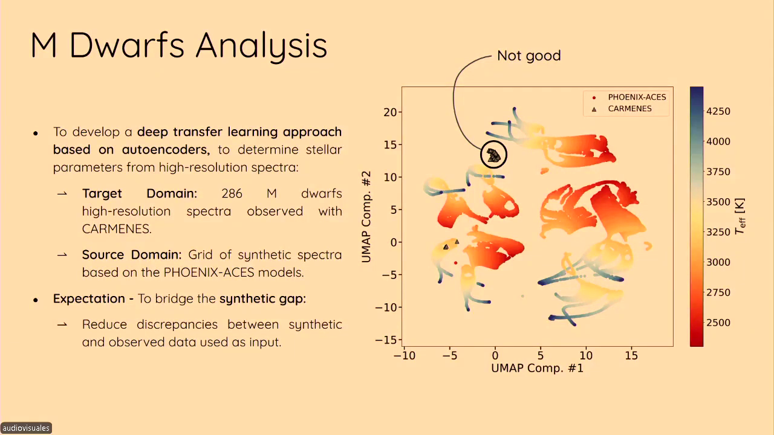And this synthetic gap is what you can see in the figure. Here you have a two-dimensional projection with a technique called UMAP of all our data. The dots color-coded by temperature are the grid of synthetic spectra, and the gray triangles that you can see isolated are the real CARMENES spectra. So as you can see, most of this observed data is totally isolated from the grid of synthetic data. This is not good because that means that they are not identical.